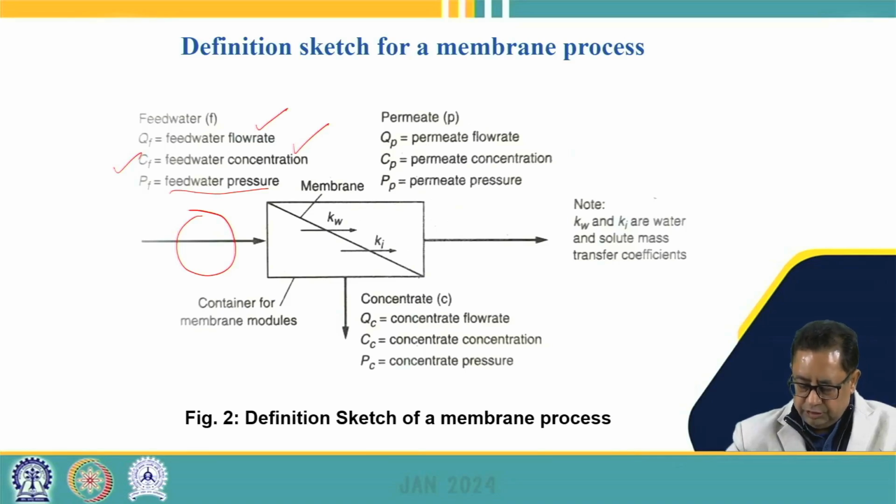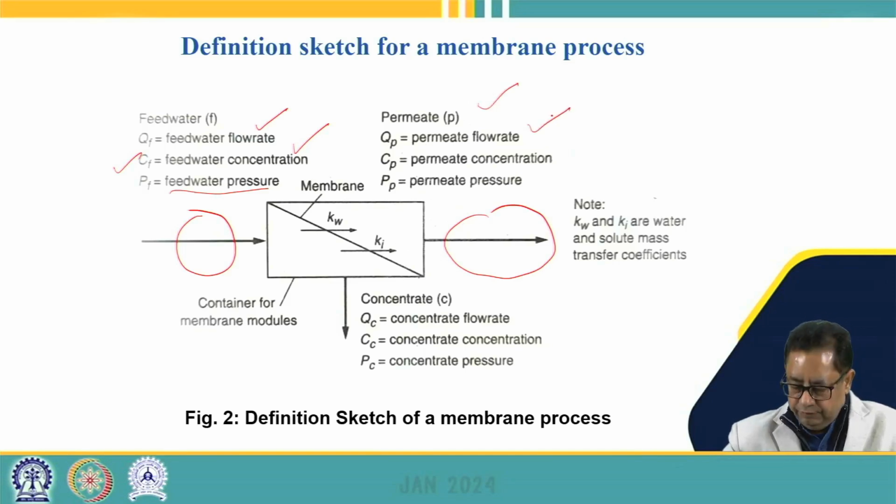Similarly, the water that comes out of this membrane is called the permeate, and its flow rate is known as the permeate flow rate. The concentration of the species that we are targeting in the permeate is called the permeate concentration, and the pressure at which the permeate comes out is known as the permeate pressure.